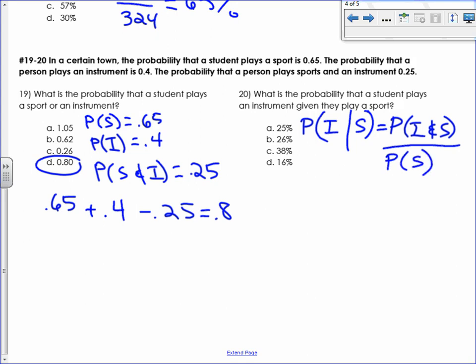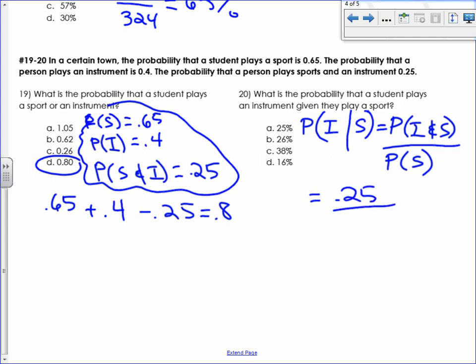So let's fill in our numbers. So what goes on top? We're using the same information over here. I'm trying to find this. Okay, so what is the probability that they play an instrument and a sport? 0.25. And what's the probability that they play a sport? 0.65. Okay, so 0.25 divided by 0.65 is going to give you 0.38 or 38%.